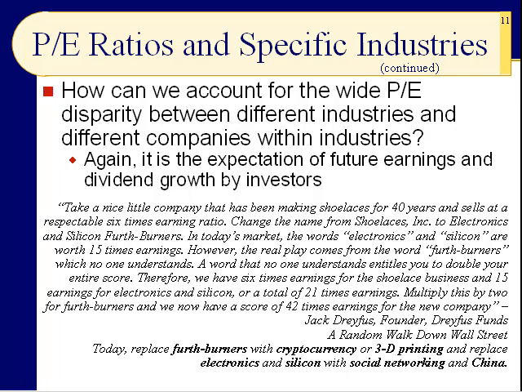Not very exciting. But if you change the name from shoelaces to electronics and silicon earth burners, of course he wrote this in the 1960s, when all of a sudden electronics and silicon were exciting. In today's market, the words electronics and silicon are worth 15 times earnings. However, the real play comes from the word earth burners, which no one understands. A word that no one understands entitles you to double your entire score. We have 6 times earnings for the shoelace business, 15 times earnings for the electronics and silicon, for a total of 21 earnings. Multiply this by 2 for earth burners, and we now have a score of 42 times earnings for the new company.